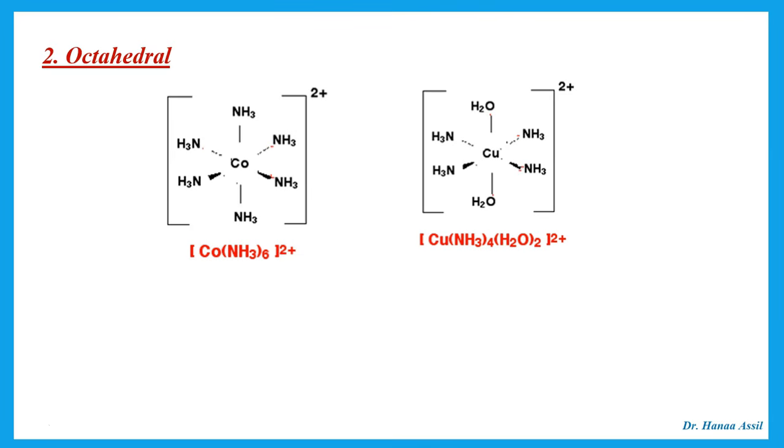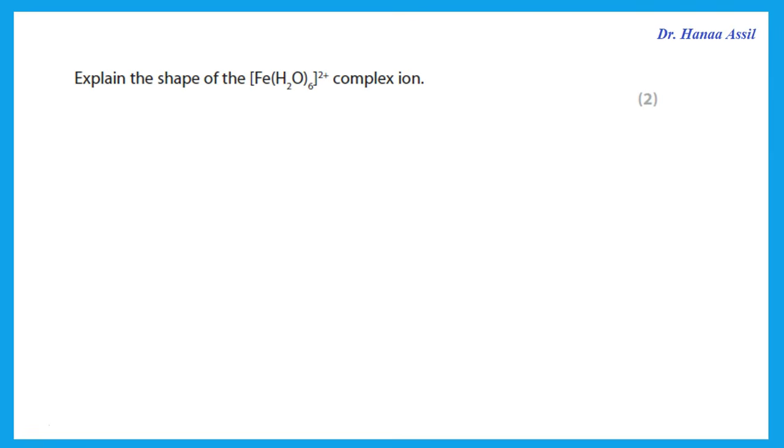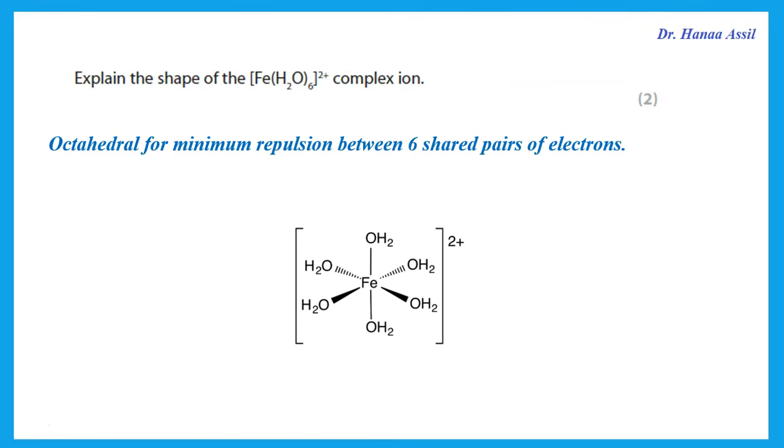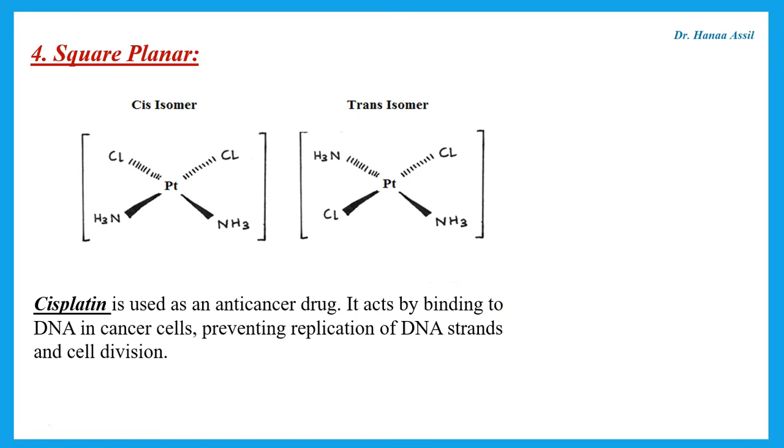If we have 6 ligands, then it is octahedral for the same reason. So we have all of these 6 ligands, octahedral structure. And if we are asked again to explain the shape, this is octahedral for minimum repulsion between the 6 shared pairs of electrons. If I have 4 ligands, then that would be a tetrahedral structure, again to spread them away as much as possible.